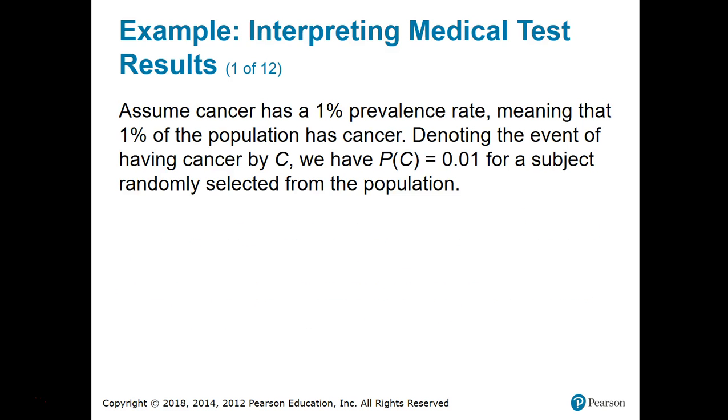Oops, did not mean to go up there. Oh, goody, the cancer example, everyone's favorite. Certainly my favorite. Assume cancer has a 1% prevalence rate, meaning that 1% of the population has cancer. Denote the event of having cancer as C. The probability of C is 0.01 for a subject randomly selected from the population. Not randomly selected from an oncology department, because that's much, much higher.